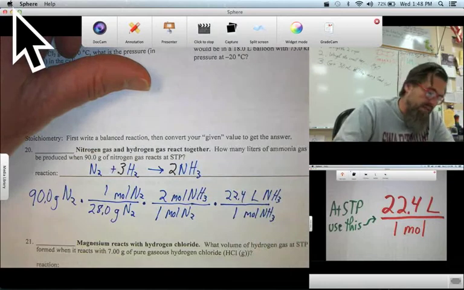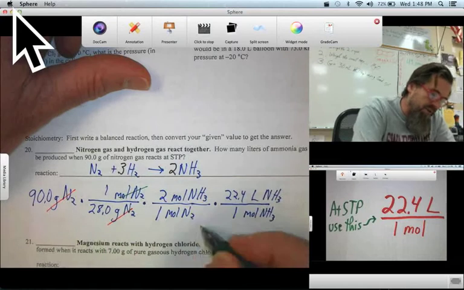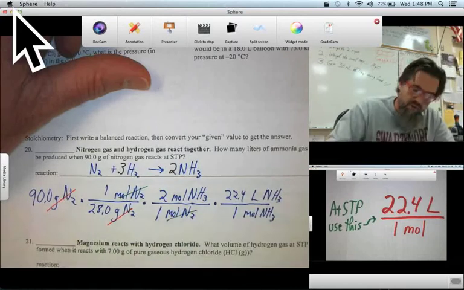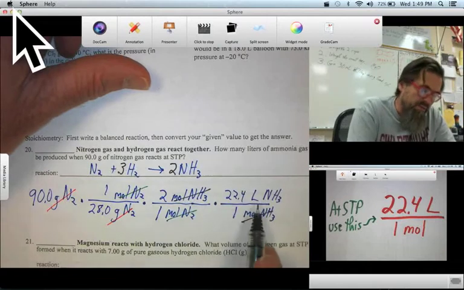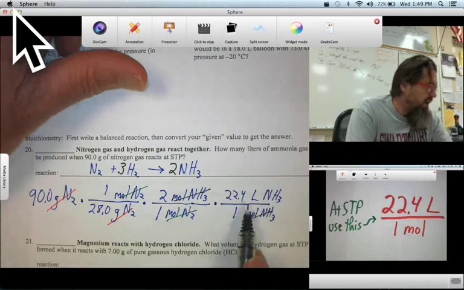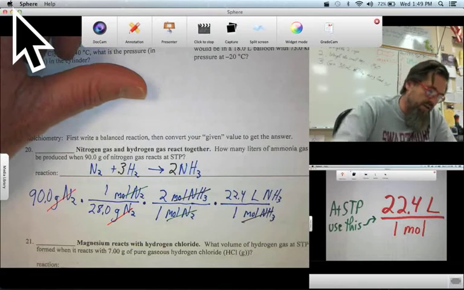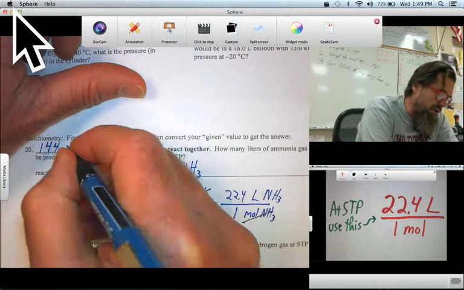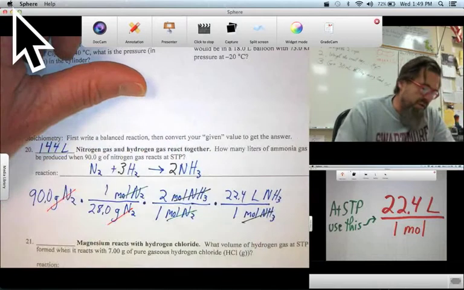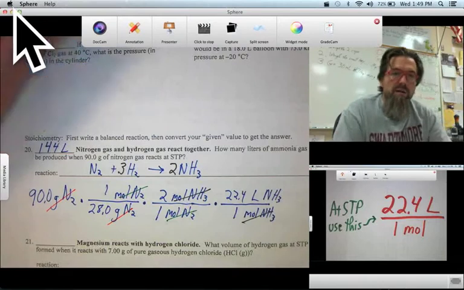Let's cancel our units. Grams of N2 cancels grams of N2. Moles of N2 cancels moles of N2. And moles of NH3 cancels moles of NH3. We get our answer in liters of NH3. And putting that into our calculator, we get the answer 144 liters of NH3. And there is our answer.